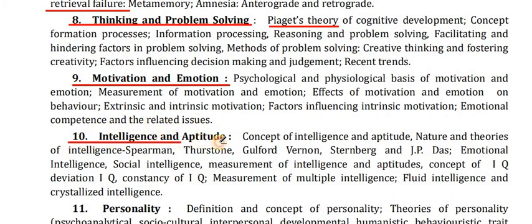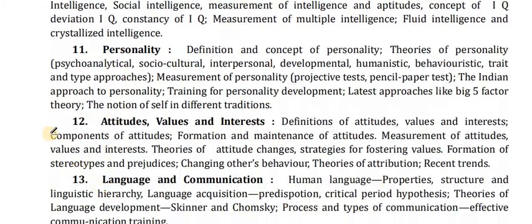In point number 10, intelligence and aptitude. Concept of intelligence and aptitude, nature and theories of intelligence: Spearman, Thurstone, Guilford, Vernon, Sternberg and J.P. Das, emotional intelligence, social intelligence, measurement of intelligence and aptitudes, concept of IQ, deviation IQ, constancy of IQ, measurement of multiple intelligences, fluid intelligence and crystallized intelligence.